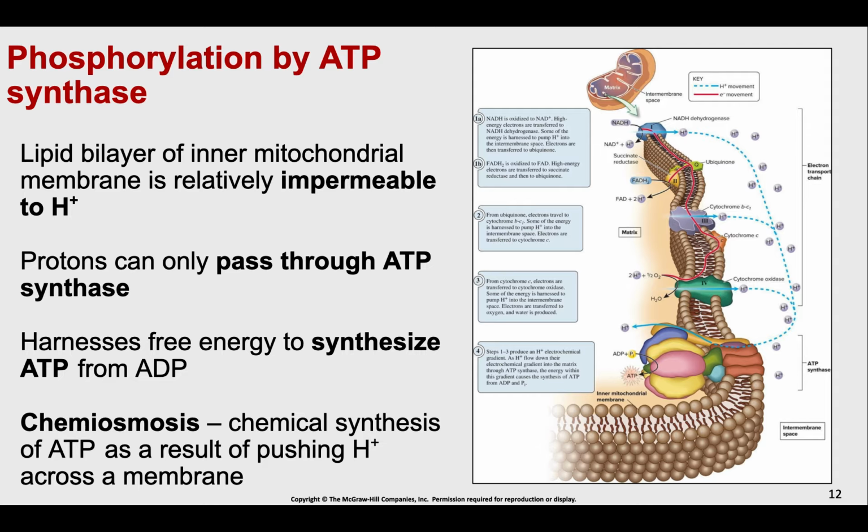This is a pump that's essentially moving protons from the intermembrane space back into the mitochondrial matrix, but in the meantime, synthesizing ATP. So they're harnessing the free energy from these electrons to synthesize ATP from ADP. The process of this is chemiosmosis, the big term that summarizes this all up: chemical synthesis of ATP as a result of pushing these protons through a membrane.